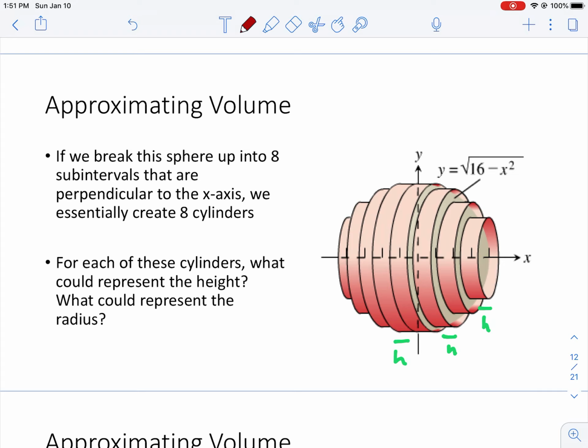Now notice that these are cylinders that are on their sides. Often we think of a cylinder like this, where its height would be this distance and its radius would be this distance here. But this cylinder is on its side like this. So its height is this distance right here, which I'm marking in green. The height represents these distances here, and because we cut it into 8 equal subintervals, those distances h are all going to be the same. Because this function goes from x equals -4 to x equals 4, the height of each one of my cylinders is going to be 1.